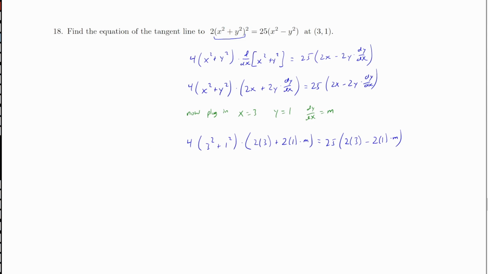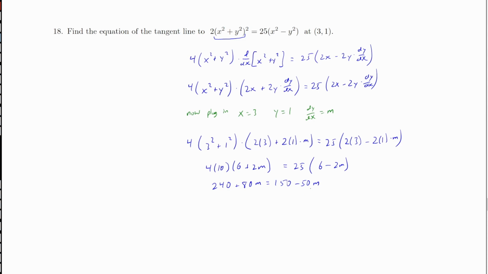Okay. 3 squared is 9, 1 squared is 1, is 10. So I have 4 times 10 times, in parentheses, 6 plus 2m equals 25 times 6 minus 2m. We'll do a little distributing. 4 times 10 is 40, times 6 is 240. 40 times 2m is 80m. Distribute here. 25 times 6 is 150. 25 times negative 2 is minus 50.